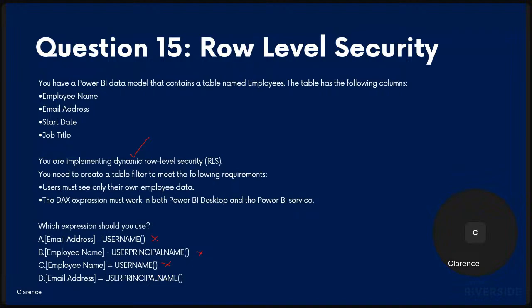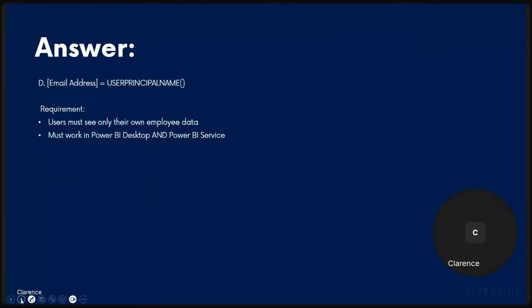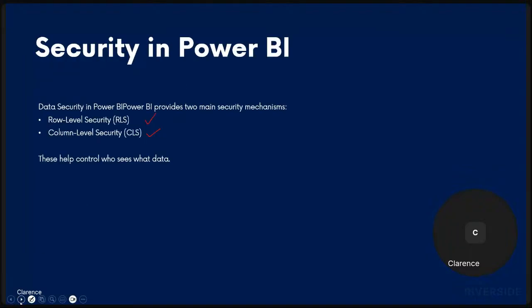So it's very important to understand that as much as this is correct, and maybe in most cases this is the one that you're going to select, if they change and say department, the context has to change also. So that's also something that you need to pay attention to, right? So hopefully that clears out why this is the correct answer. So requirements, address, username, right? Users must see only their employee data, must work in Power BI Desktop, right? So yeah, that's it. Cool.